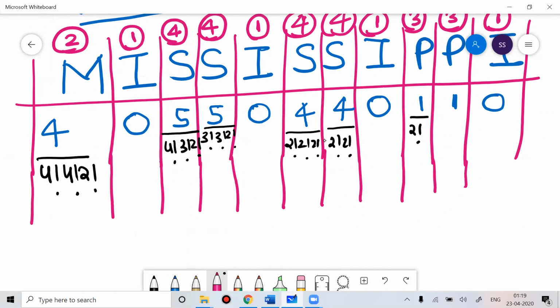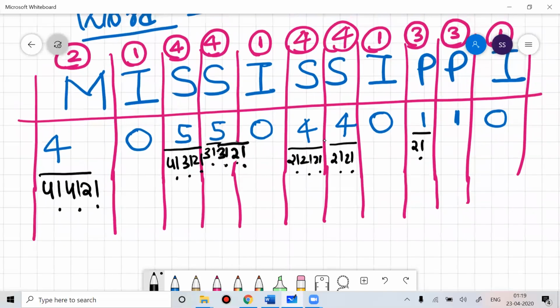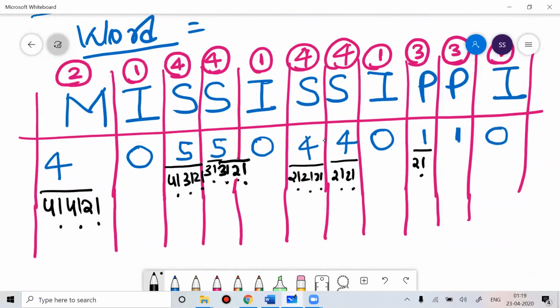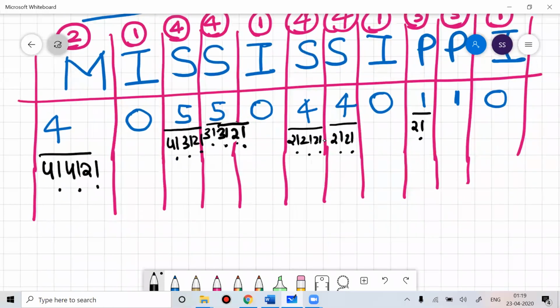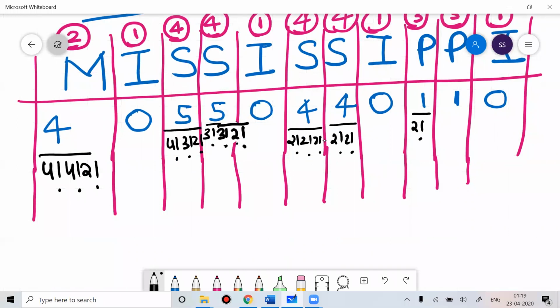So this part is clear. Let me write it bigger. Anyway, 3 factorial, next 5 is 3 factorial, 2 factorial, 3 factorial, 3 factorial and 2 factorial. How many times has the S come? For this, S has come thrice, I has come thrice and P has come twice. Okay, this is fine.